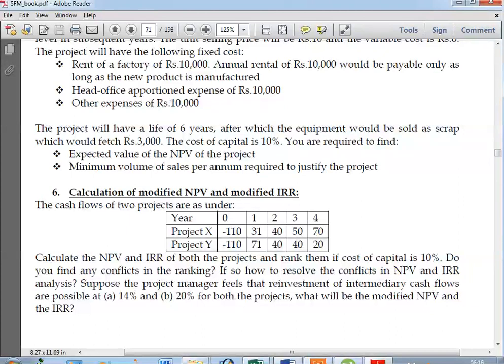Okay. Good morning, friends. We'll continue with introduction to capital budgeting. So in the last class, I had introduced the 6 techniques of capital budgeting, and we have solved a few problems on that. Today, let's complete the pending problem in the introduction, which is modified NPV and modified IRR. Go through question number 6.